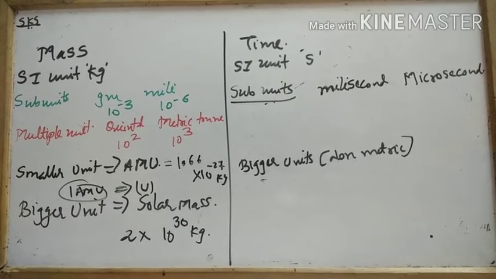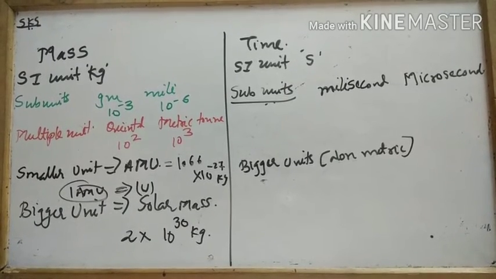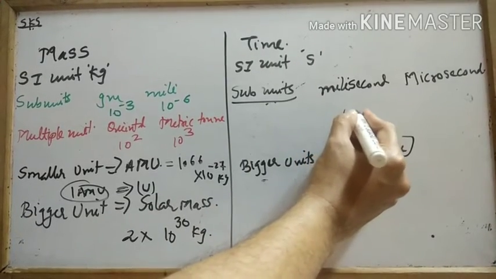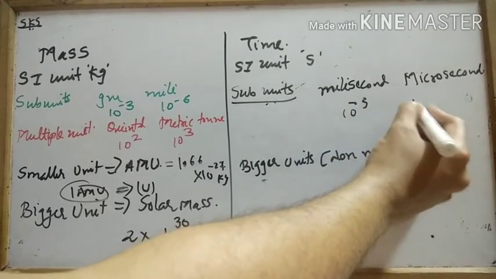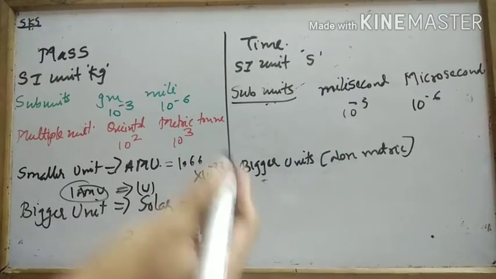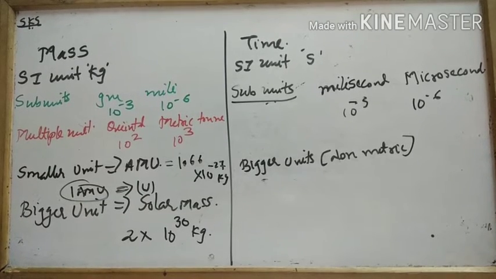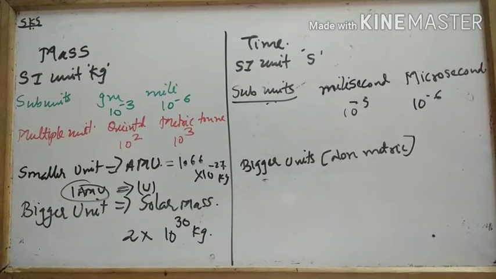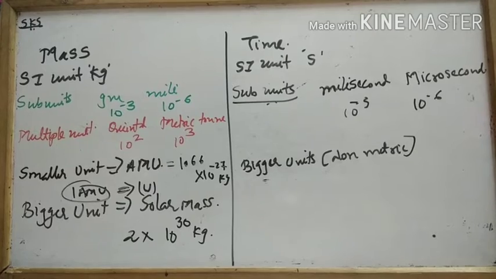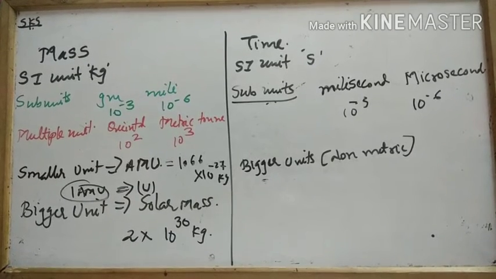The next quantity which we are going to talk about is time. Time is measured in seconds. Its subunits may be millisecond, you might have heard millisecond, as well as microsecond. Millisecond will be 10 raised to negative 3, and microsecond 10 raised to negative 6. And bigger units of measuring time are, as you may know, minutes, hours, days, month, year, decade, century, millennium, etc., which you are very much familiar with. So I'm not going into much detail of bigger units of time.